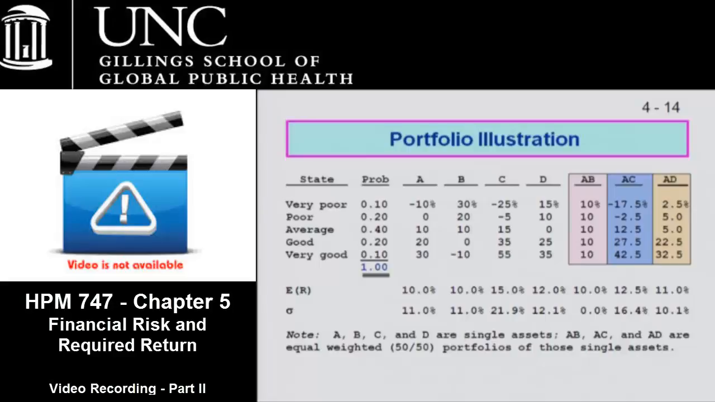And the reason is that investment A and investment B are perfectly negatively correlated. When A is high, B is low. When A is low, B is high. By combining those two assets into one portfolio, we can create a portfolio that pays off 10% in every state of nature. It is riskless, as indicated by a standard deviation of 0%. There is no variation. There is no risk.